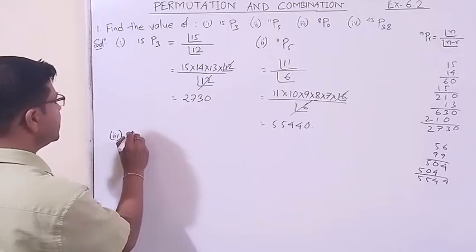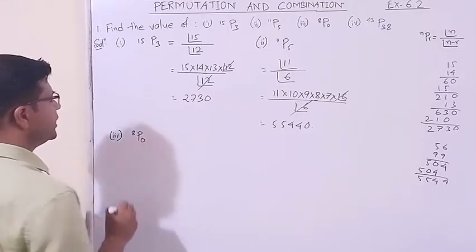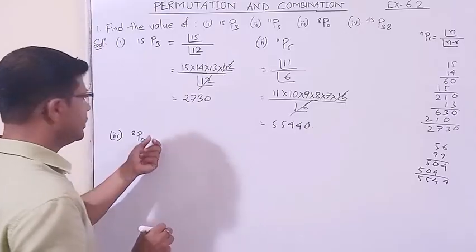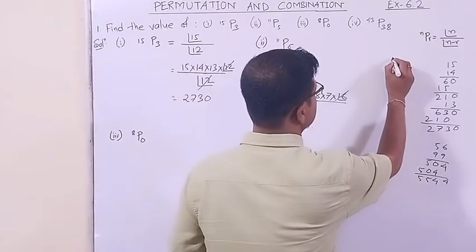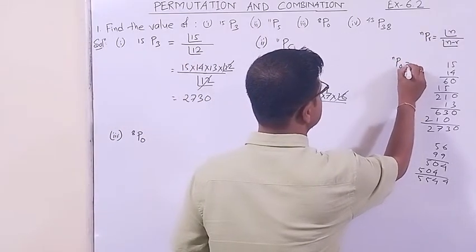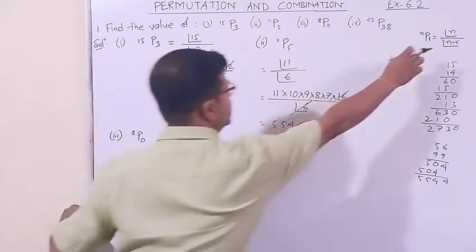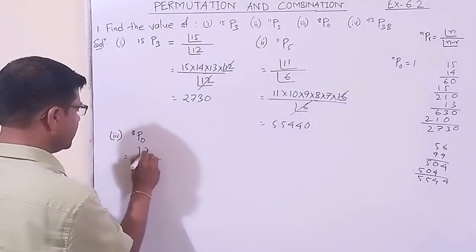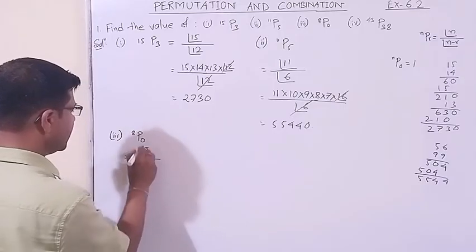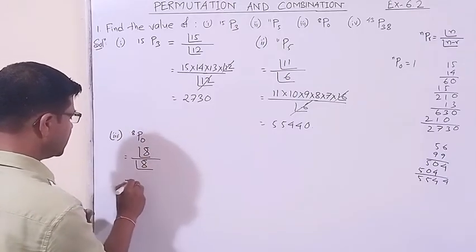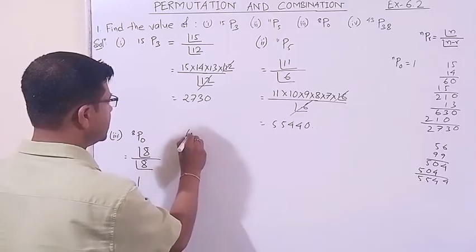Then number 3 is 8P0. Directly we can say 1, because we know the formula that nP0 is equal to 1. Or if you want, we can do it this way also using this formula: factorial 8 divided by factorial 8 minus 0, which is factorial 8. This will get cancelled, giving 1.